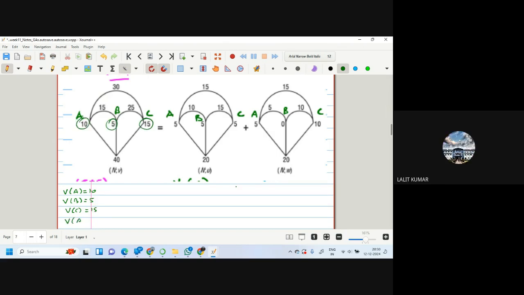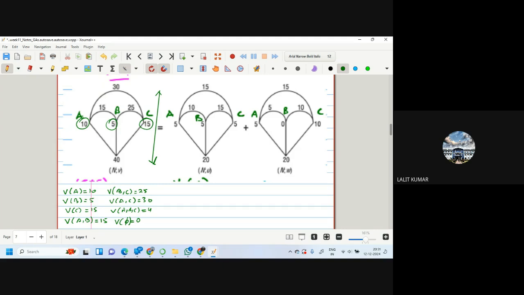When A and B form a coalition, they get 15. When B and C do, they get 25. When A and C do, they get 30. And when all form a coalition, they get some value here, 40. And V of the empty set is equal to 0. Now, this game can be broken down into two simple games.